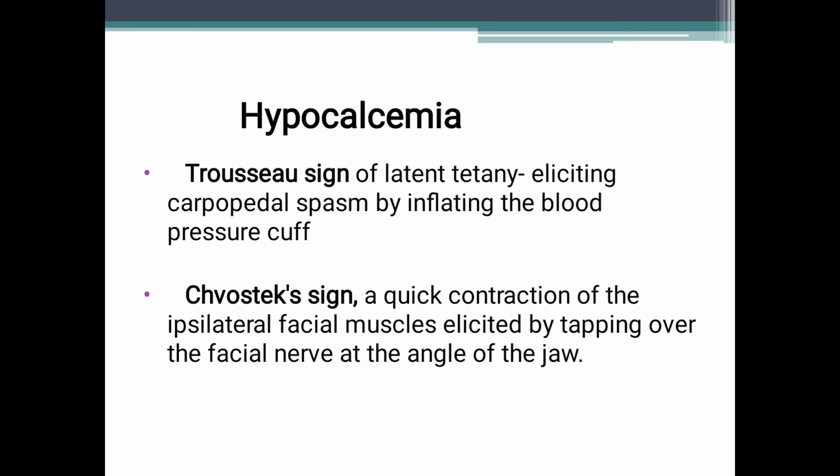Chvostek's sign means there is a quick contraction of the ipsilateral facial muscle elicited by tapping over the facial nerve at the angle of the jaw. So in hypocalcemia, they will tap over the angle of the jaw, and there will be an ipsilateral, same-side facial muscle contraction. So that is Chvostek's sign.